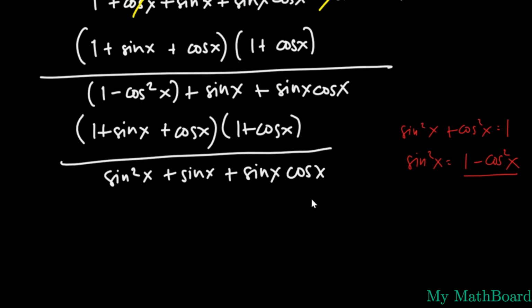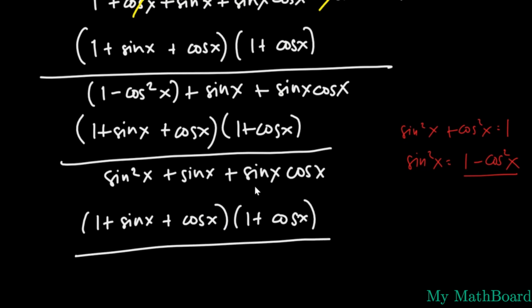So, anong mapapansin niyo sa denominator? So, makikita nyo, lahat ng terms may sin x. So, pwede tayong mag-factor. So, you have (1 + sin x + cos x) times (1 + cos x). Then, we have a common factor of sin x here. So, we have sin x times: sin squared divided by sin is sin. Then, sin divided by sin is 1. Sin x cos x divided by sin x is cos x.